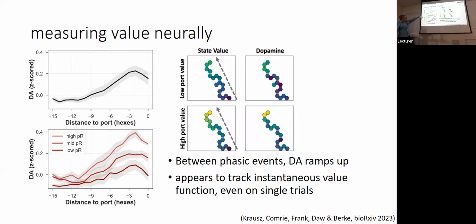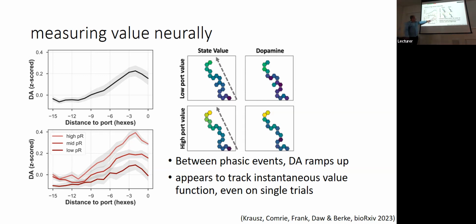But basically what you see is as the animal's running up to the port, dopamine is increasing, and how much it increases is further modulated by aspects of value. So if the reward probability is high at that port in ground truth versus low, the ramp is steeper, and other things, as we'll see. So it appears that we have a readout in this ramp along the maze by looking at this aspect of dopamine.